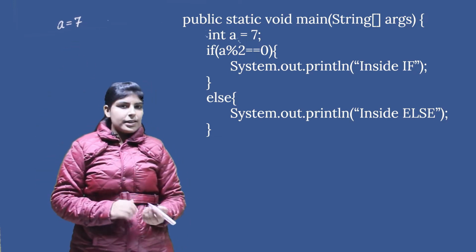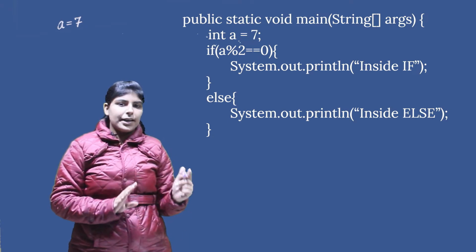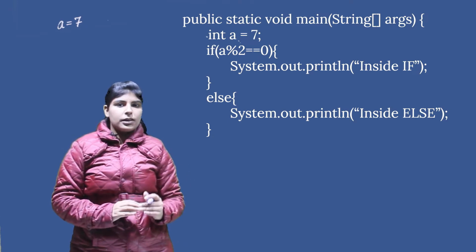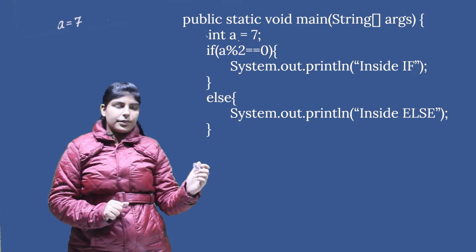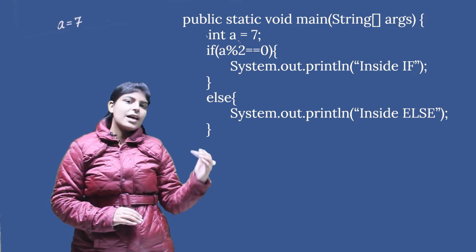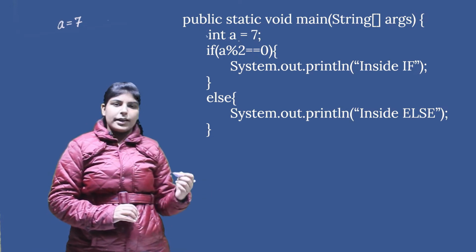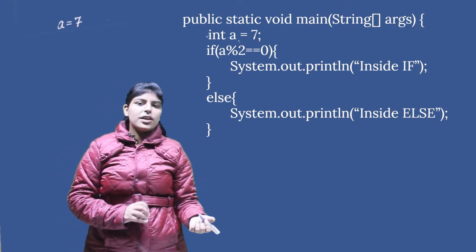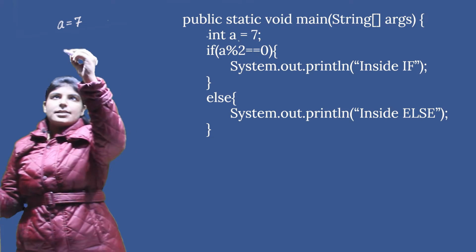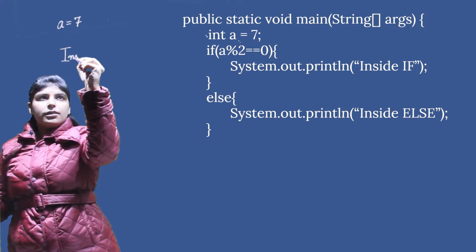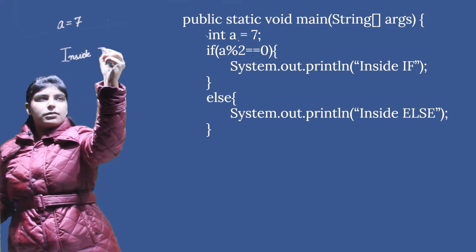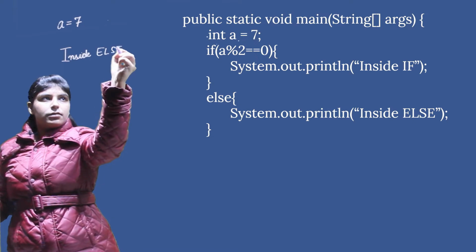So I will not enter inside the if block. So inside if will not be printed on the screen. Next, because the if condition is false, I'll enter inside the else block. So inside the else block, I'll print inside else on the screen. So the output of this code will be inside else. Clear? Next we will see if else if ladder.